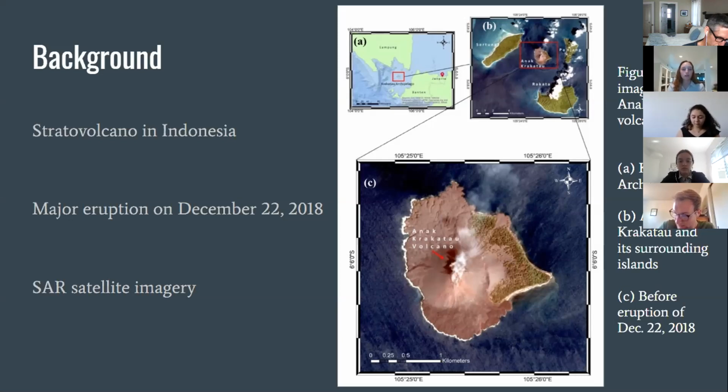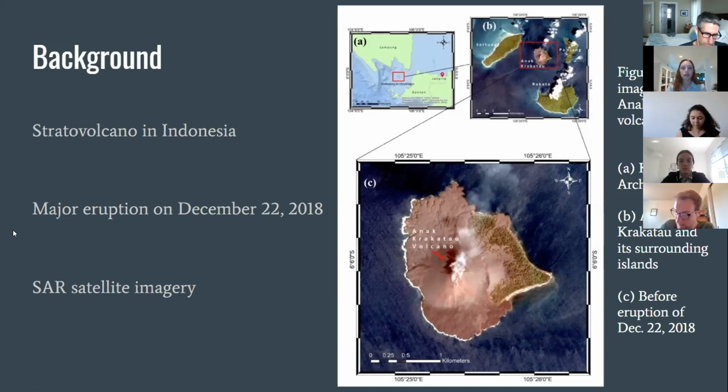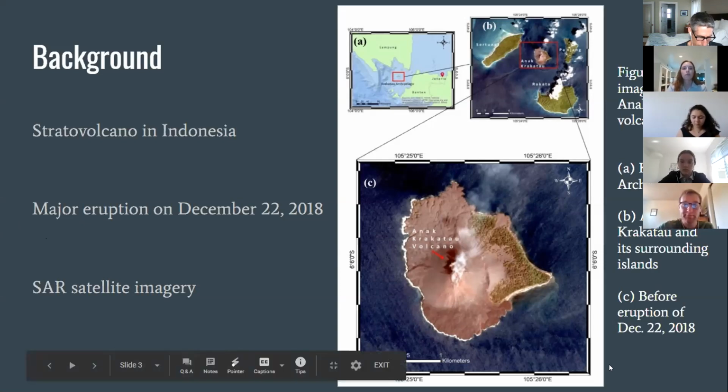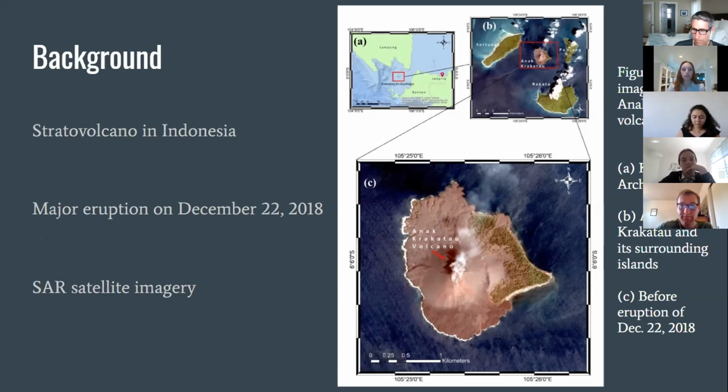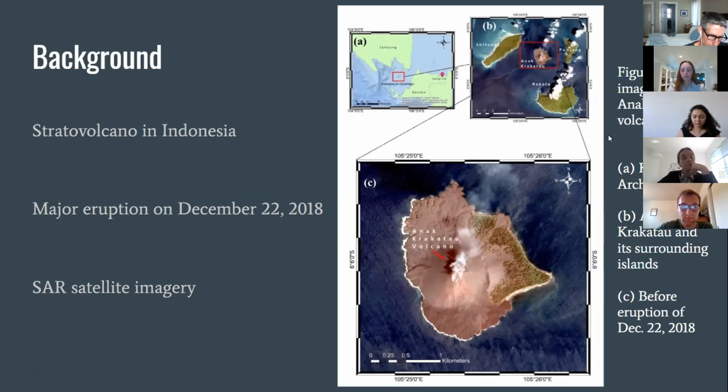which triggered a large landslide on the southwest side of the island, and it also triggered other significant geomorphological changes. The images here in figure 1 were obtained via SAR satellite imagery. And for future studies like this one, it's crucial to use SAR satellite imagery because it is not affected by atmospheric conditions, which may block the view of the volcano that you would like to study.